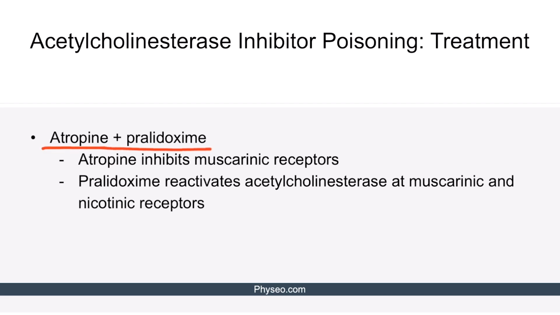First, it's important to remember that acetylcholinesterase poisoning affects both muscarinic and nicotinic receptors. Atropine is given to counteract the poison at muscarinic receptors, but it won't have any effect on the nicotinic receptors. Pralidoxime, on the other hand, will address the problem at both muscarinic and nicotinic receptors because it will increase the levels of acetylcholine by reactivating and restoring the function of acetylcholinesterase.